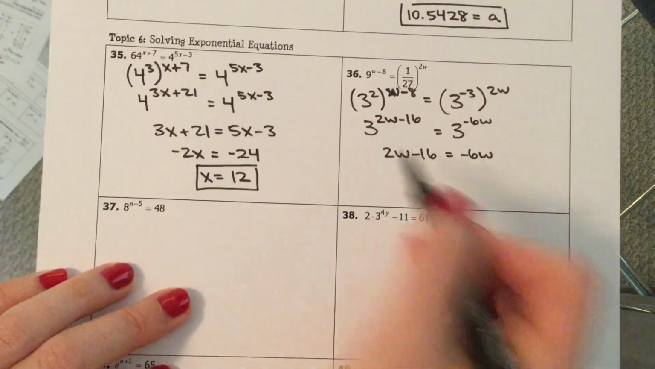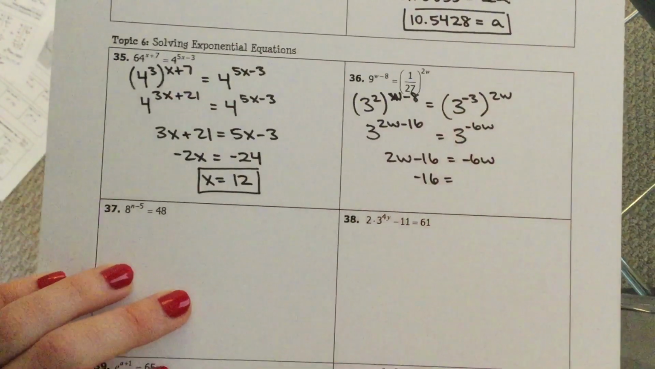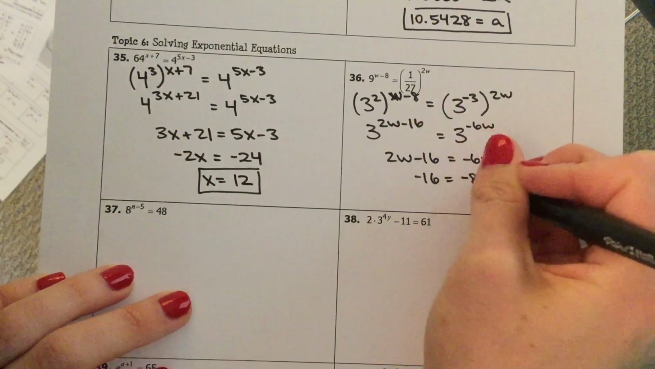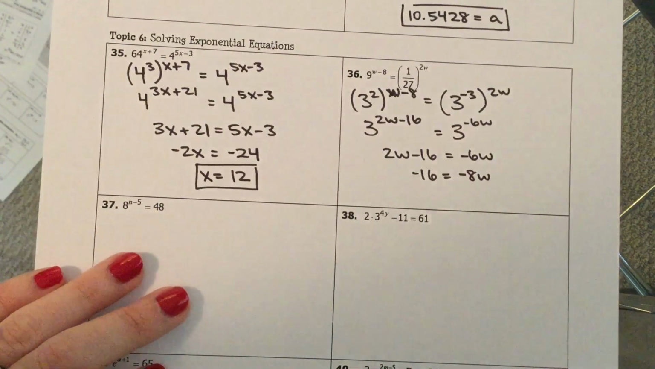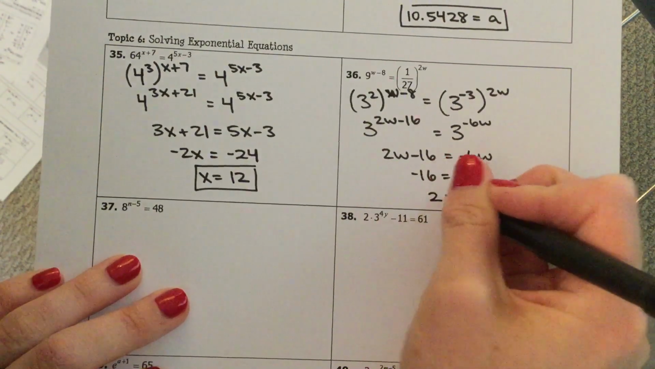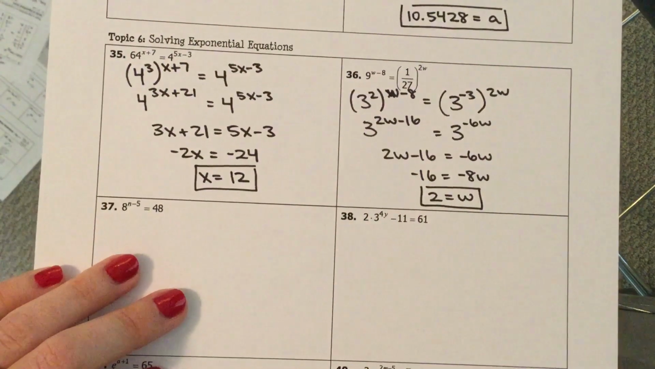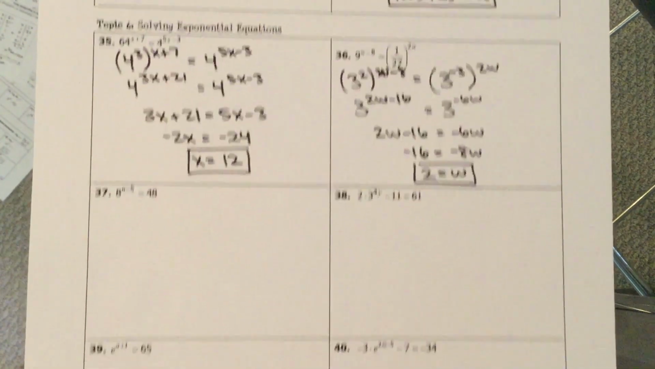All right, so since there are no constants here, I'll just subtract the 2W over here to the right. So I have negative 16. Negative 6W minus 2W would be a negative 8W. And to solve, I would divide both sides by 8. So negative 16 divided by negative 8 is positive 2. And again, no fear of extraneous solutions when you're dealing with exponential functions because the domain is all reals.